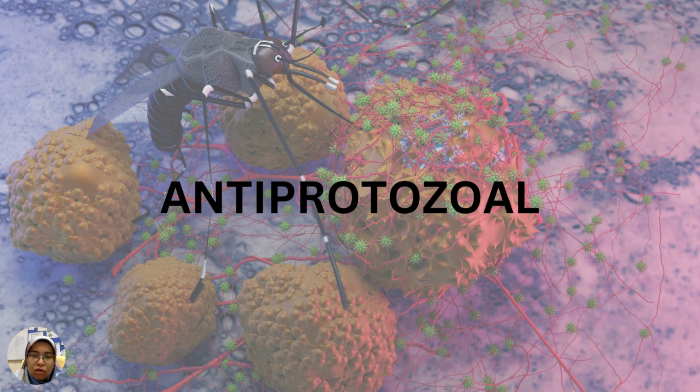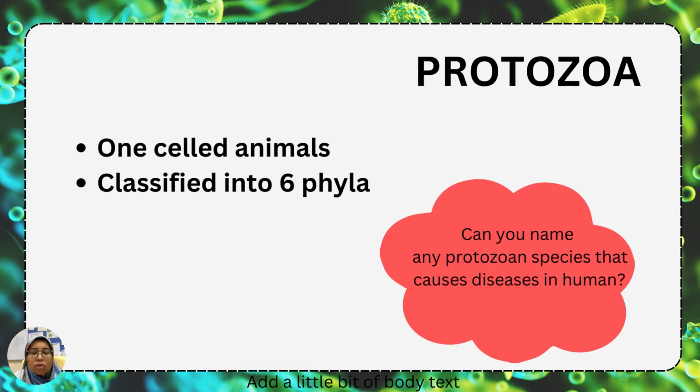Okay, so I think you all know at this stage antiprotozoa ni apa. So it's a one cell animal. Satu seekor tu walaupun dia kecil, dia ialah satu sel, tapi dia adalah binatang yang satu sel. Okay, and there's 6 phyla lah. It's classified into 6 phyla. So can you name any protozoan species that cause diseases in human? I'm pretty sure you can, but in case you cannot, I will show you lah.